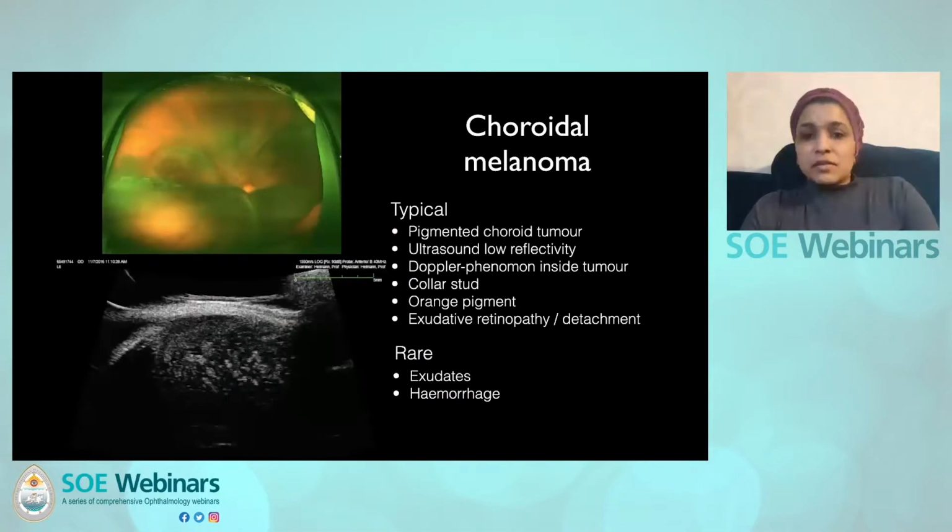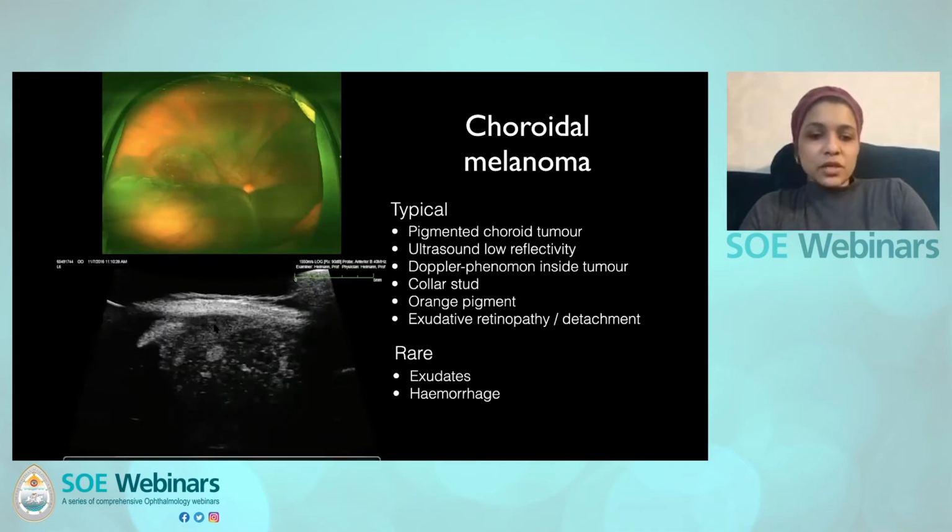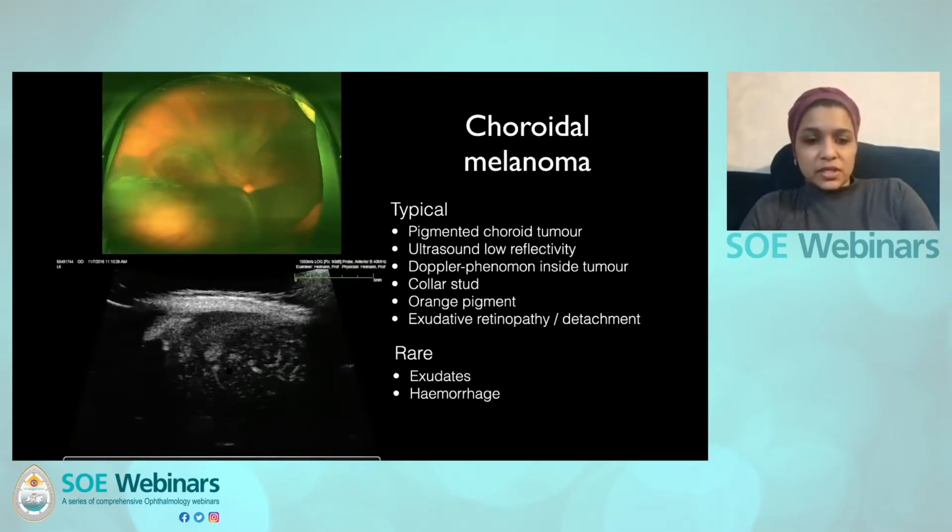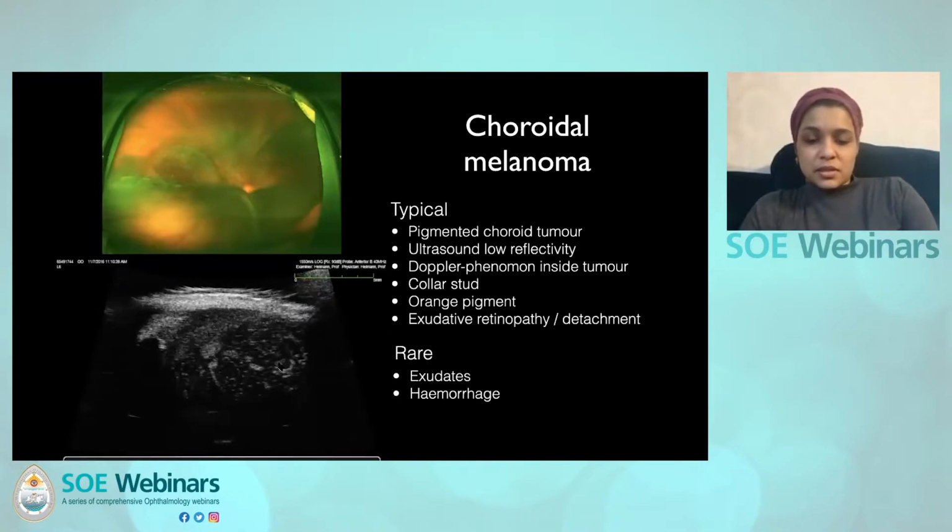On the other end of the spectrum are these larger pigmented lesions. So you can see this large pigmented tumor here that actually is quite diffuse in its nature, orange pigment, so much subretinal fluid that it's now caused an exudative retinal detachment with a solid tumor underneath. And on the ultrasound, sometimes, not only is it low reflectivity, you can see these blood vessels pulsing within it to give you an idea that it's more a malignant tumor rather than a benign tumor. And this one is obviously going to be treated.